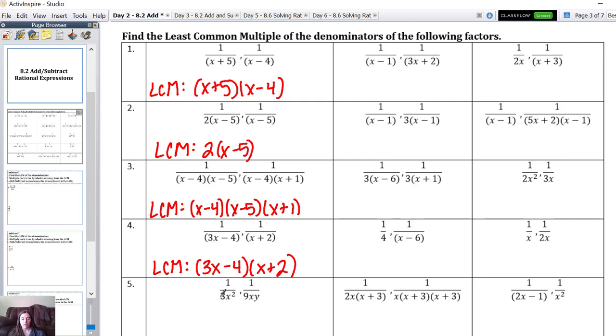In number 5, we have 3x squared and 9xy. The things they have in common are a 3 and an x. I could take a 3 and an x out of both of these denominators. But the right side also has an extra 3 and an extra y, and the left side has an extra x. So I want to include every single thing. So my LCM is 9x squared y. Again, I'll have the LCMs of all of these in the description box.